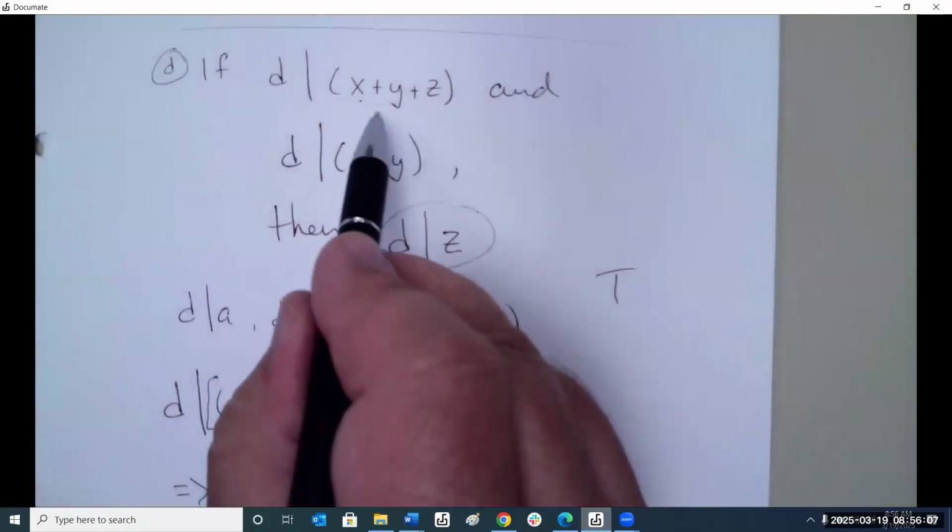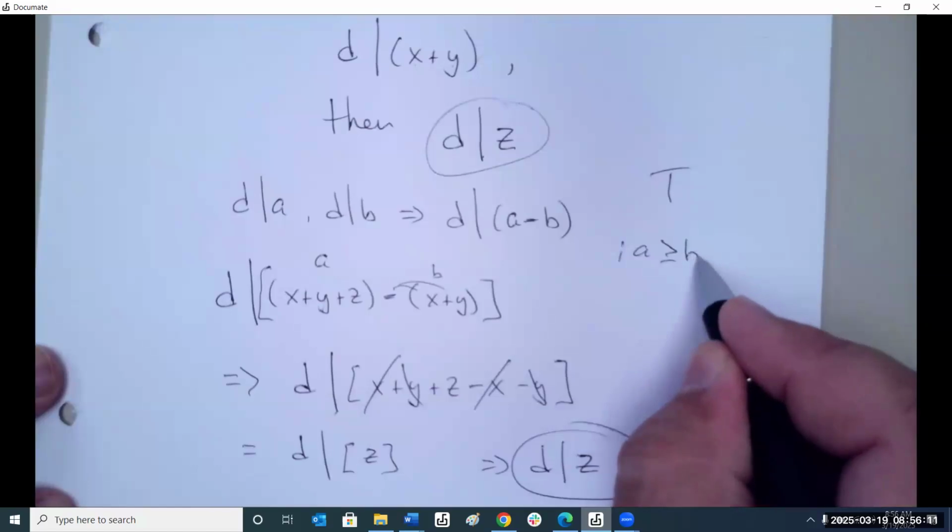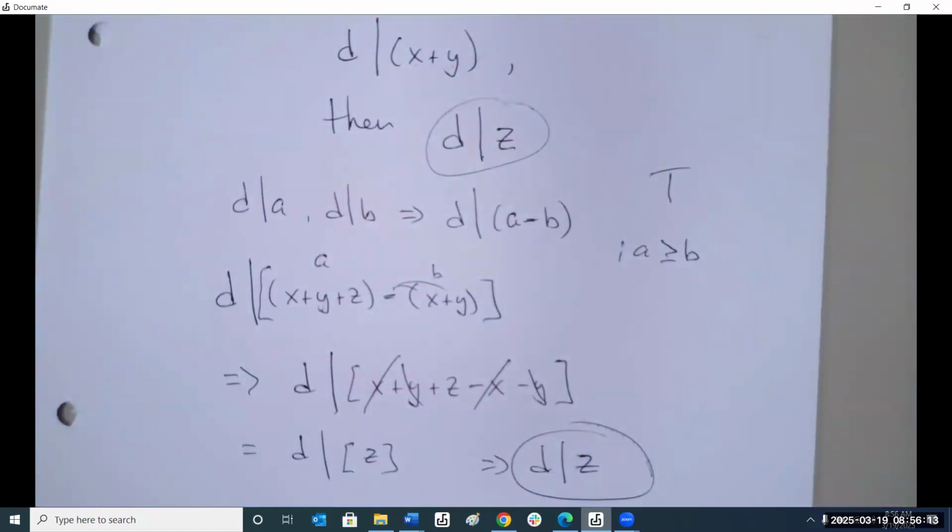Because it has to be the first one, A has to be bigger than or equal to B. The first one has to be bigger than or equal to B.